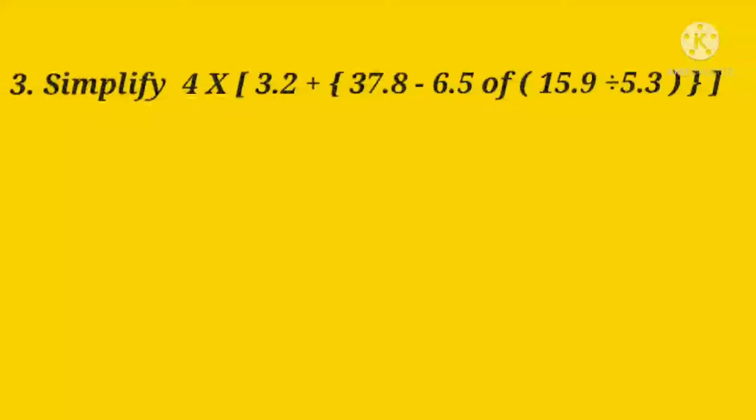Third question is simplify 4 multiply by, within the square bracket, 3.2 plus, within the curly bracket, 37.8 minus 6.5 of, within the small bracket, 15.9 divided by 5.3, small bracket closed, curly bracket closed, square bracket closed.